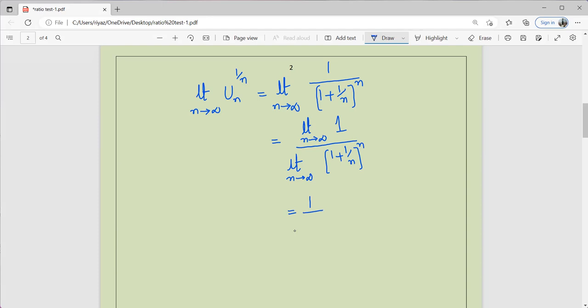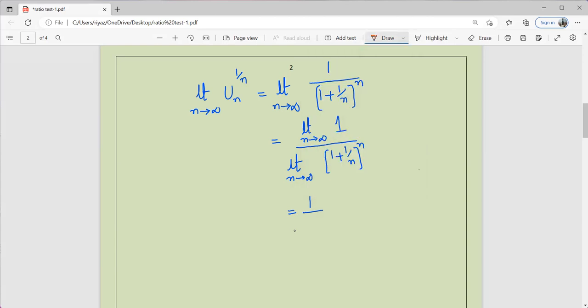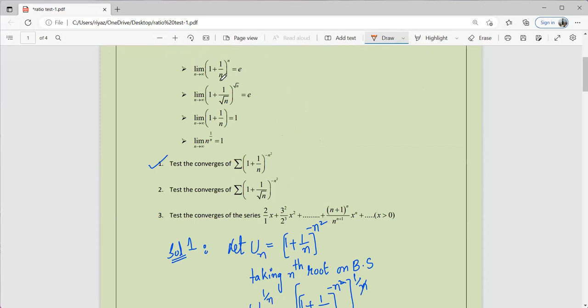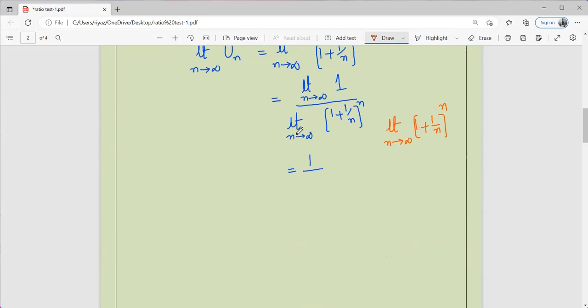And for this denominator, the formula is there. I wrote it at the starting of the formula sheet, but let me write it again on the side. Here we have this formula: limit n tends to infinity of (1 plus 1 by n) whole power n. The value is equal to, you can see I wrote it in the formula sheet also, (1 plus 1 by n) whole power n is equal to what? What is this answer? E.